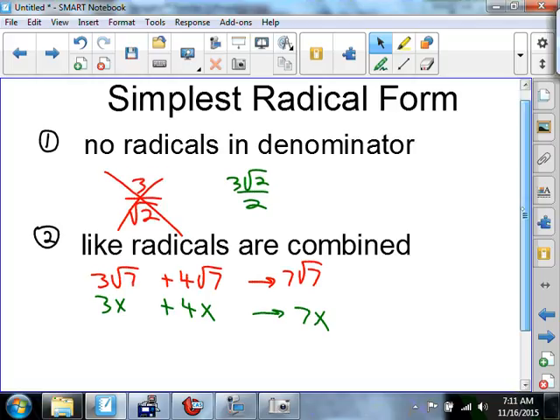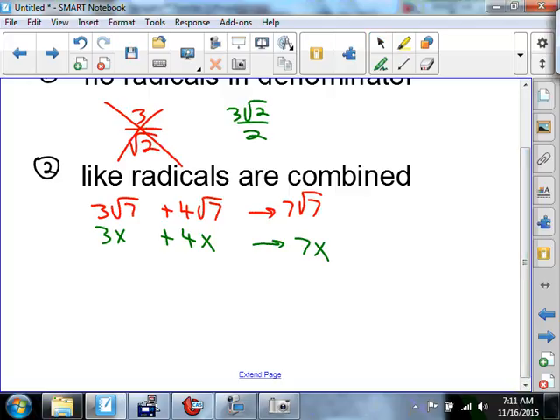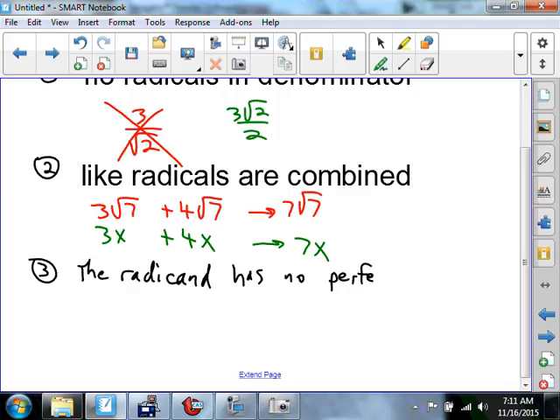The third and final thing, and perhaps the most important thing, and it's going to lead into where we're going with this, the third thing about being in simplest radical form is this. The radicand, keep in mind that's the number under the square root, has no perfect square factors larger than the number 1.